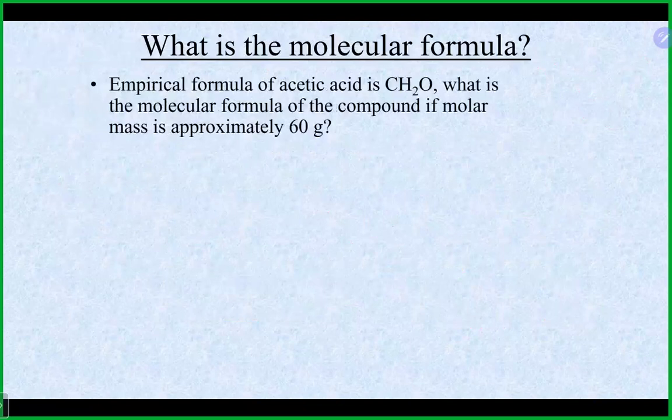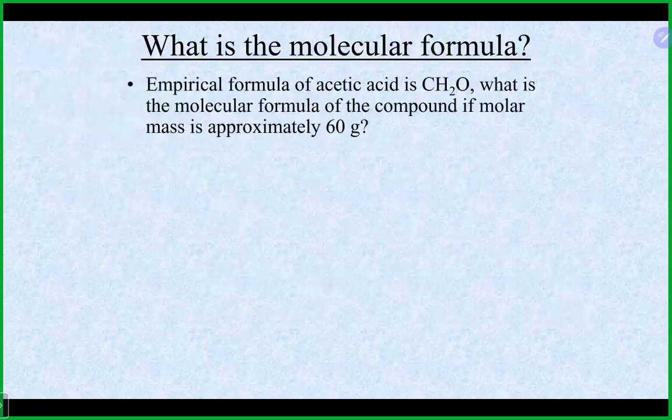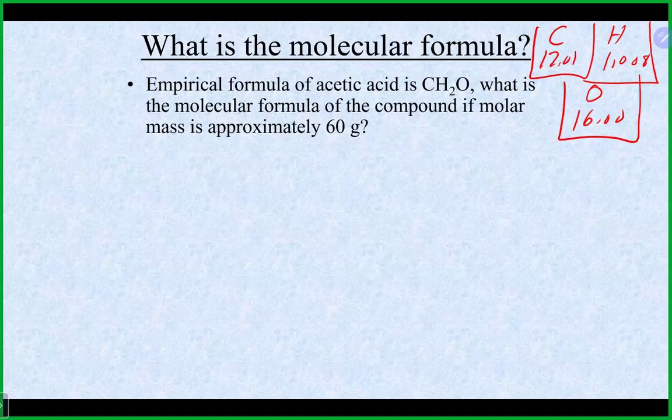All right, so let's take a look at one here. Give it a go. The empirical formula for acetic acid is CH2O. What is the molecular formula if the mass of the compound is approximately 60 grams? So give it a go again. Carbon is still 12.01. Hydrogen.